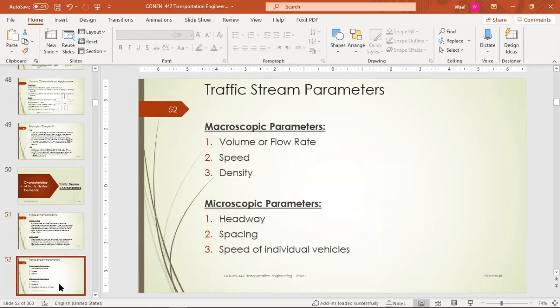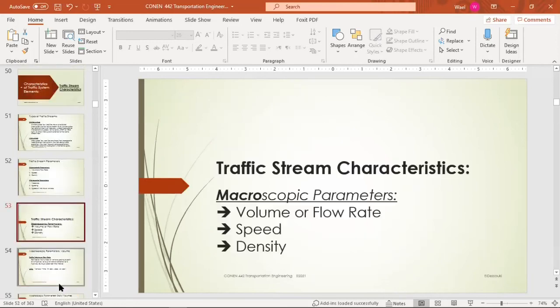The traffic stream, we have two categories of traffic stream parameters. We have macroscopic parameters and we have microscopic parameters. The macroscopic parameters are basically the volume or flow rate, the speed, and density. Microscopic parameters are headway, spacing, and speed of individual vehicles. We will start with the macroscopic parameters, which is volume and flow rate, speed, and density.